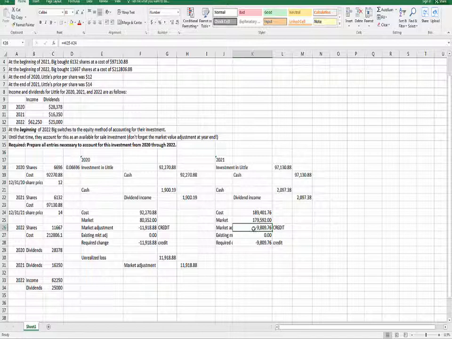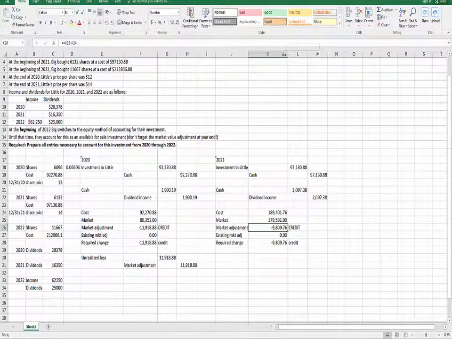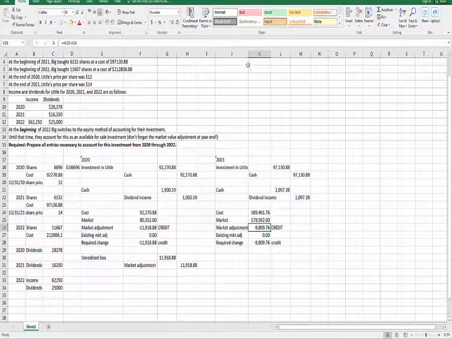So now the desired market adjustment balance, let me tidy this up a little bit. The desired market adjustment balance is, again, we've got a cost of 189, the market value is 179, so we have a 9,809 market adjustment, and again, that's a credit balance because we're reducing our investment from 189,000 down to 179,000. The existing market adjustment is 11,918.88, and that too is a credit balance.